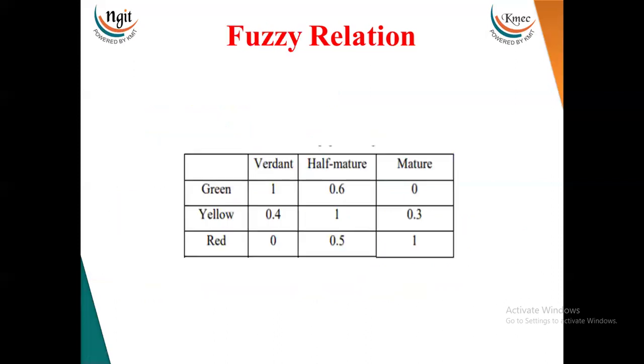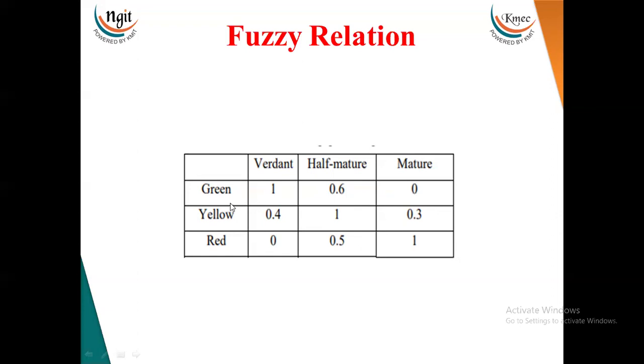Now, exactly. So what is the meaning here? All of you just see here. If the fruit is green, I'm writing verdant, 1. But if the green is 0.6, greenish also, I'm writing half mature. So this is very much important in fuzzy relations. So what you understood: the membership value of verdant, according to the color green, is 100%. Here half mature is 0.6 and mature is only 0 value.